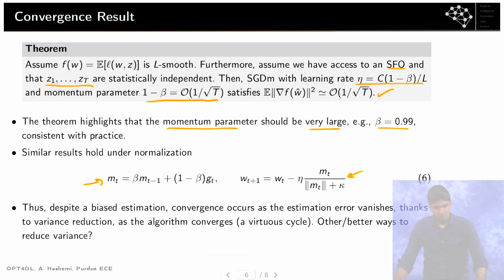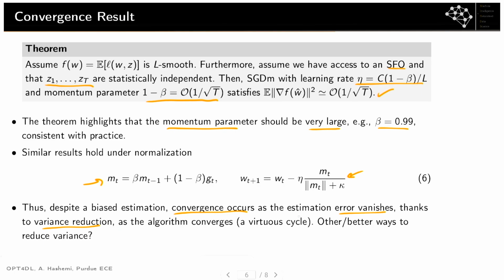So what's the sort of high-level message again? What the theorem says is that despite having a biased estimator in each iteration, convergence occurs, and the reason for that is that the estimation error is vanishing. We had that recursion that meant that the estimation error is nice and is going away, converging to a small number as the algorithm converges, and this is thanks to variance reduction. There is a small increase in bias, but there is a huge gain in variance reduction. And the variance reduces as the algorithm converges.